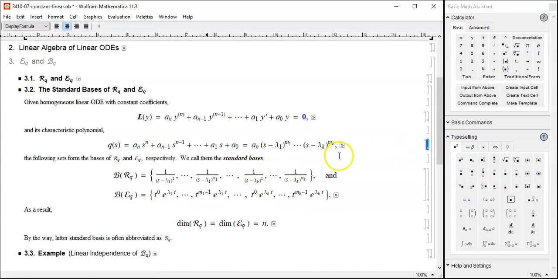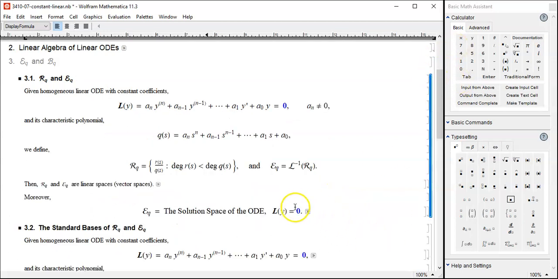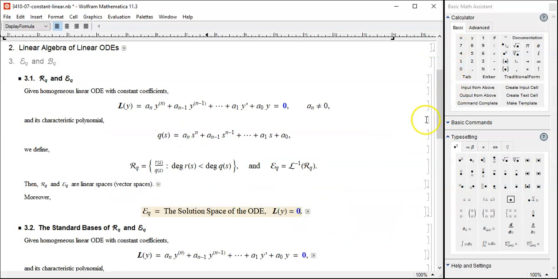And those zeros of the characteristic polynomial, which we call the eigenvalues, will give you these functions. And deep down, the decomposition by partial fraction is hidden. In any case, we have these n functions, and those turn out to be a basis of RQ. And then, taking the Laplace inversion of each, we get the basis of EQ, which is a basis of the solution space. You see, EQ is a solution space of the original homogeneous linear ODE.